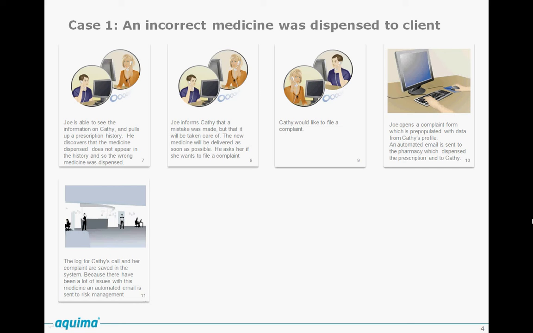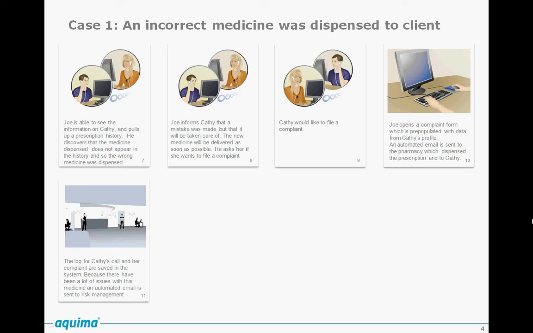complain or not. Kathy, in this case, would like to file a complaint, so Joe pulls up a complaint form which is pre-populated and has the data from Kathy's profile. From there, he can send automated emails to the pharmacy and to the customer as well. And also, a log of Kathy's call and complaint are saved in the system.